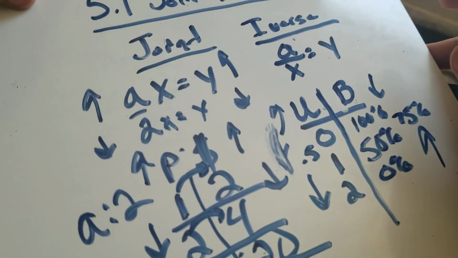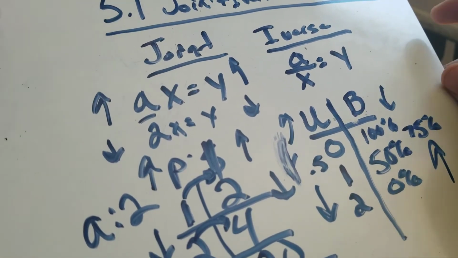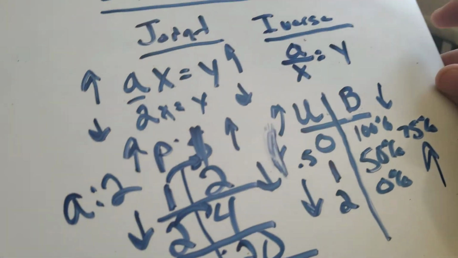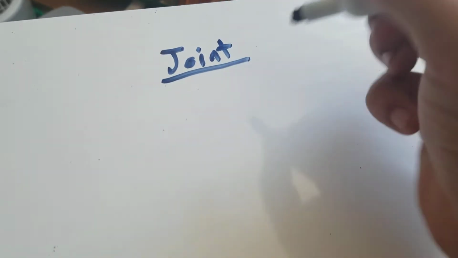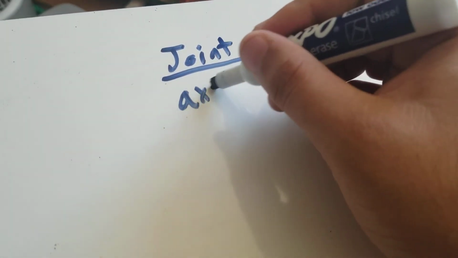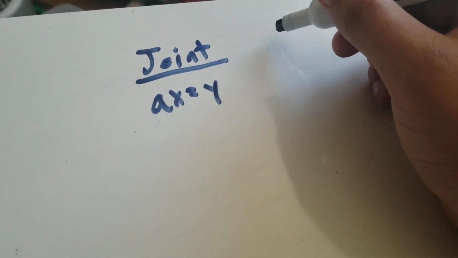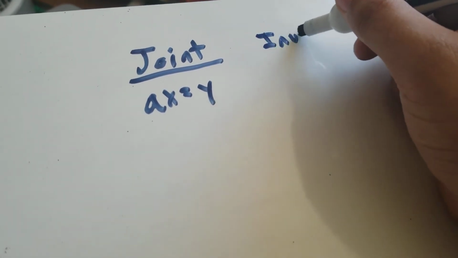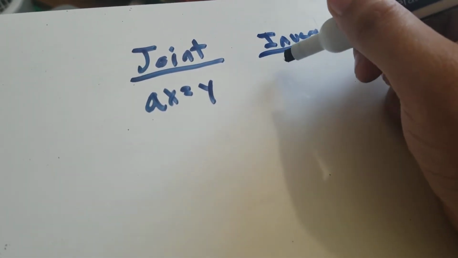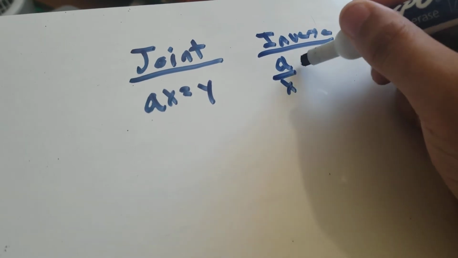And part of your homework, I'm going to ask you to give me your own example of a joint variation and your own example of an inverse variation. But not only are we going to talk about what they are, let's talk about how we identify them. I'm just going to rewrite this, and if you take notes, I would recommend you write this too. A joint is ax equals y, and an inverse is a over x equals y.